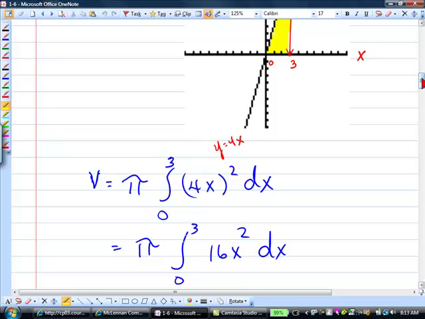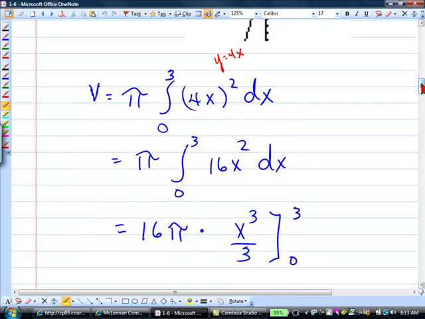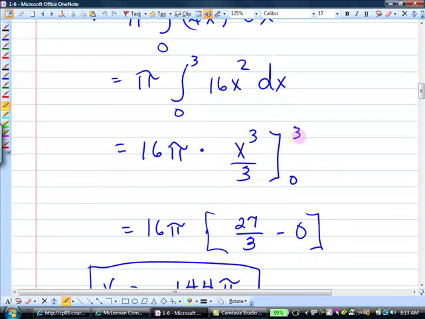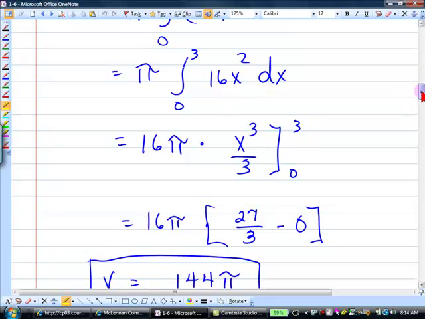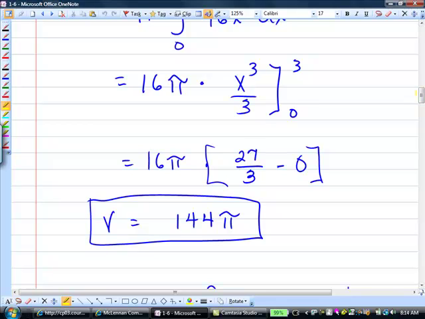What could we do with the 16? Pull it through. So we have 16 pi times, then when you integrate x squared, it's x cubed over 3, evaluated from 0 to 3. What does that mean when we have this evaluated from 0 to 3? We're going to plug it in. And this 16 pi is going to get multiplied at the end. So I plugged in 3. 3 cubed is 27 over 3. You plug in 0, you get 0. And 27 over 3 is 9. And then 9 times 16 is 144. And so your volume is 144 pi.